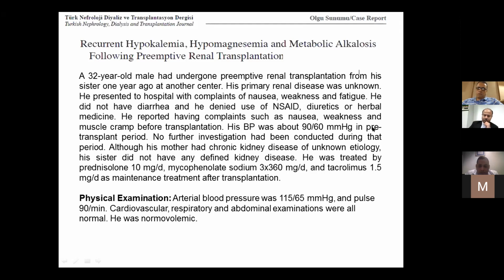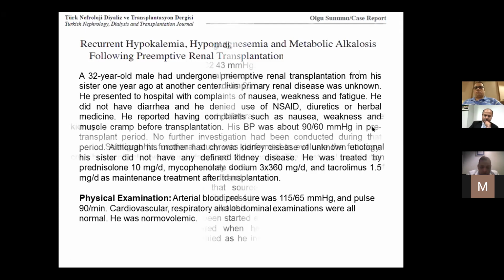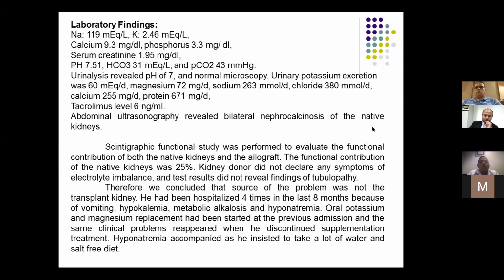His maintenance immune suppression was steroid, FK, and MF. On physical examination, the patient was a little bit hypotensive. Blood pressure was 115/65. His other vital data were okay. His laboratory investigation reveals hypokalemic alkalosis. Potassium was 2.4 with sodium 119. pH was 7.5 with bicarb 31. So it's uncompensated metabolic alkalosis.